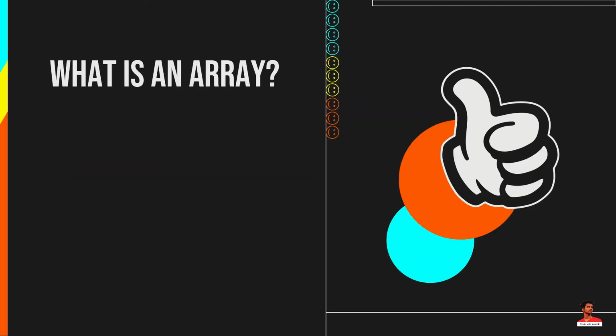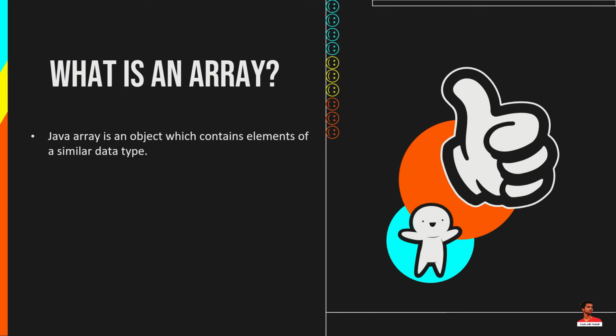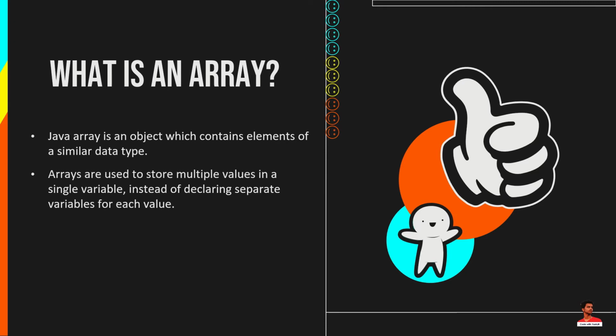What is an array? Java array is an object which contains elements of a similar data type. Arrays are used to store multiple values in a single variable instead of declaring separate variables for each value. The elements of an array are stored in contiguous memory location.